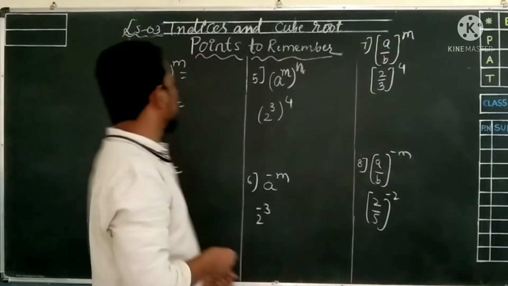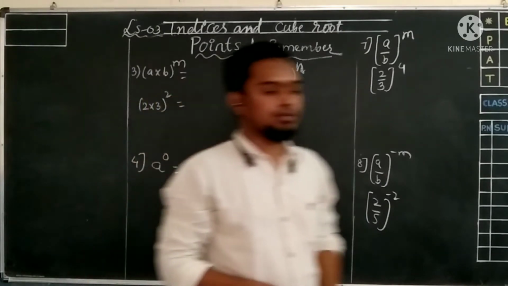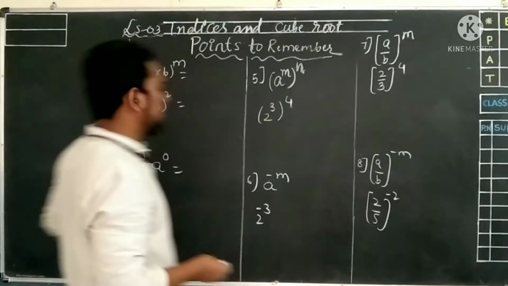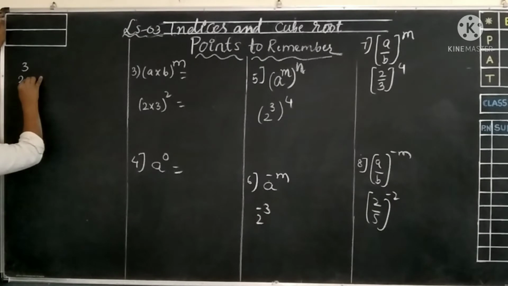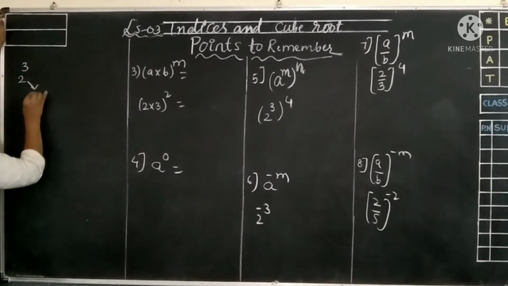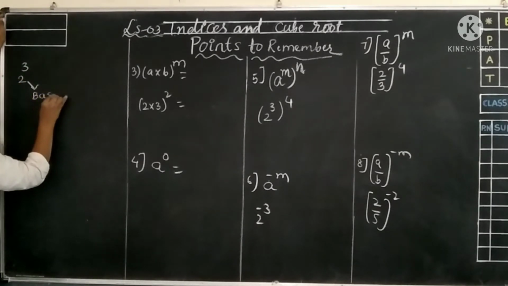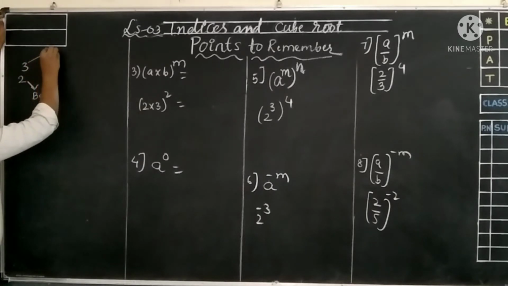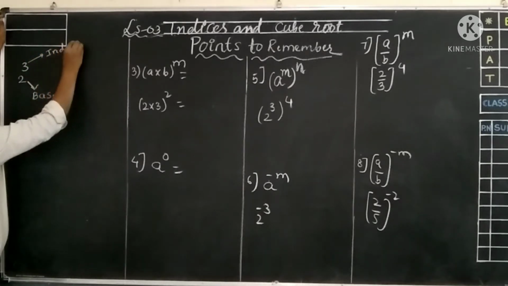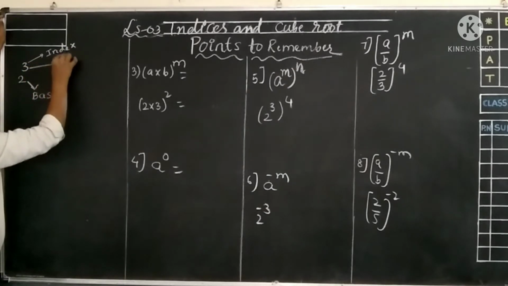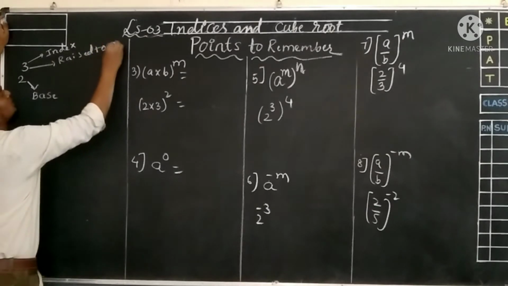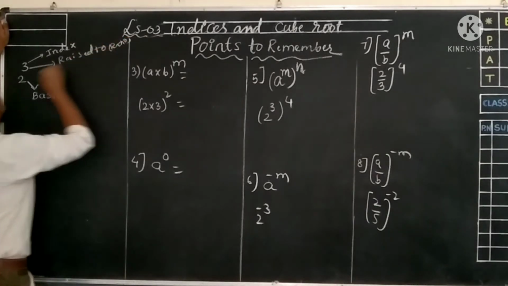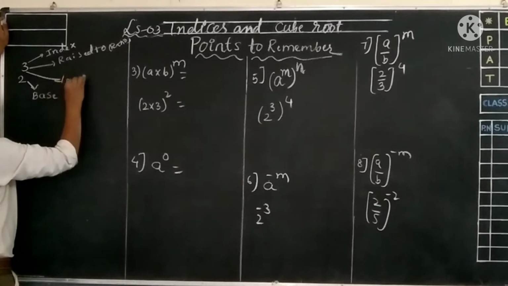Indices and cube root. Points to remember. First of all, now we are taking 2 raised to 3. Here 2 is considered as the base, and this 3 is considered as the index, or raised to, or power.